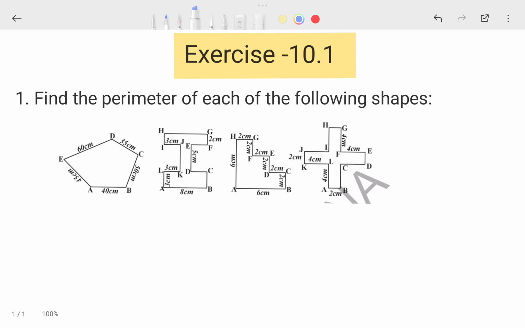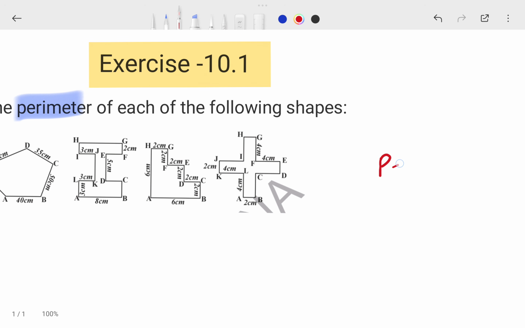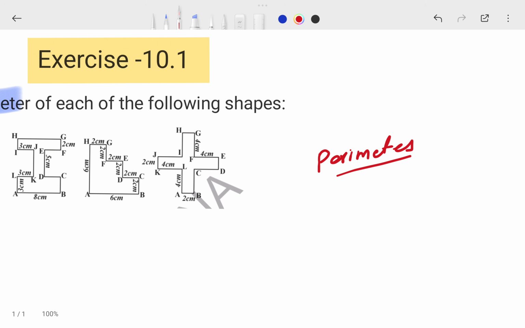So here the first question says: find the perimeter of the following shapes. Now you are looking at these shapes and we have to find the perimeter of the following shape. You may have a question: sir, what is meant by perimeter? Let's understand what the perimeter is first. If you understand the perimeter, then it is going to be very easy for you. Perimeter is just the measurement of the boundaries. Perimeter means the measurement of the boundary.